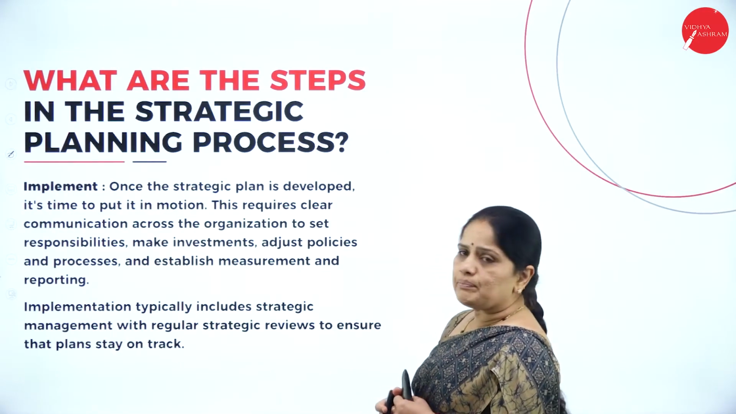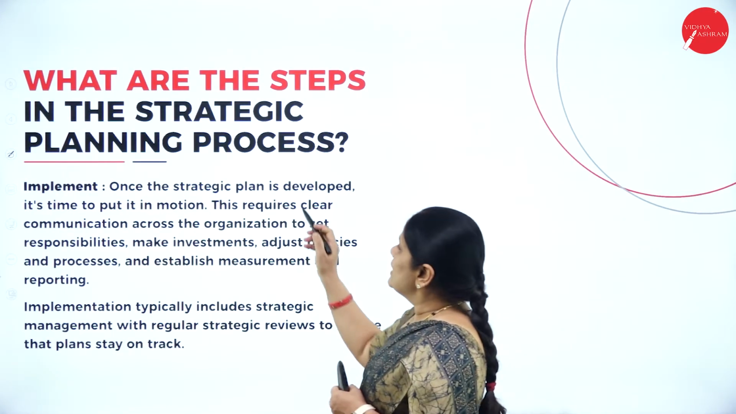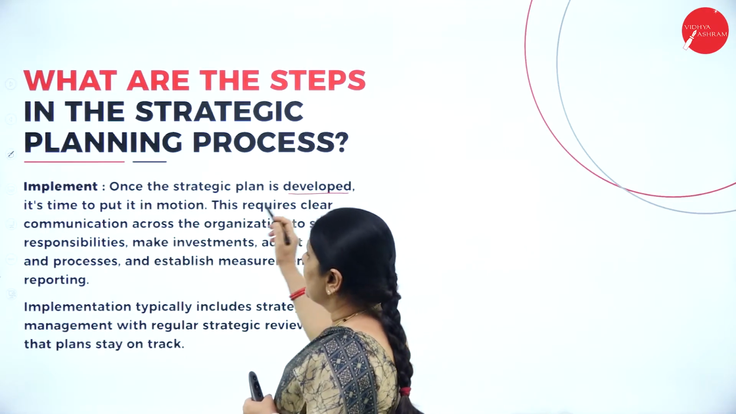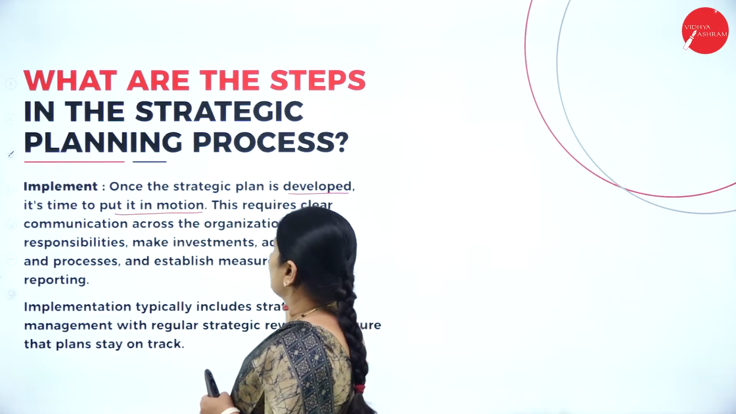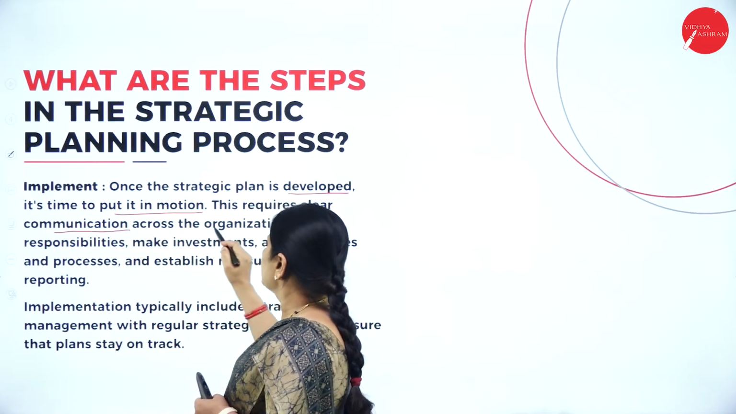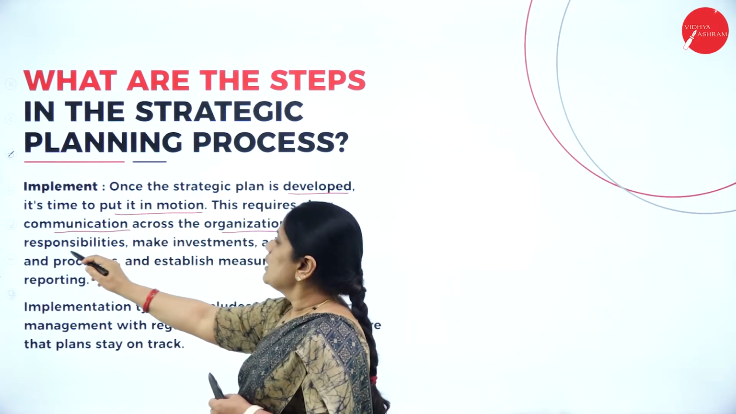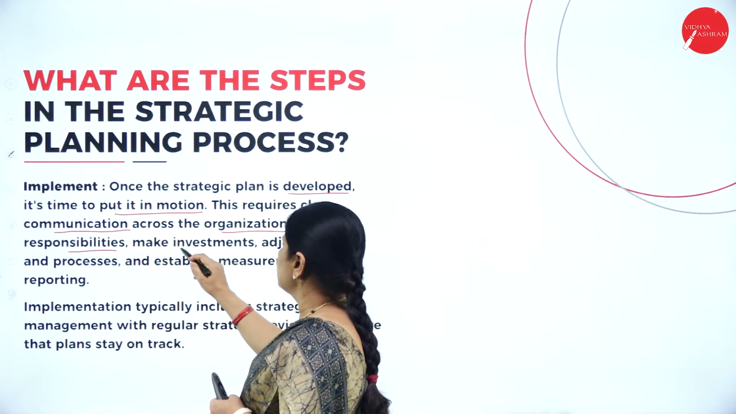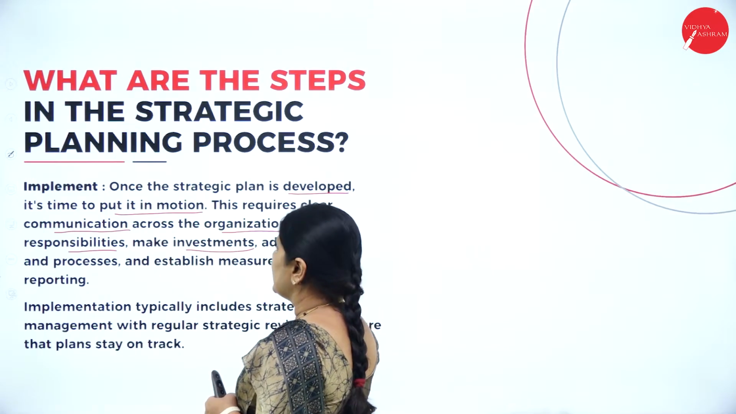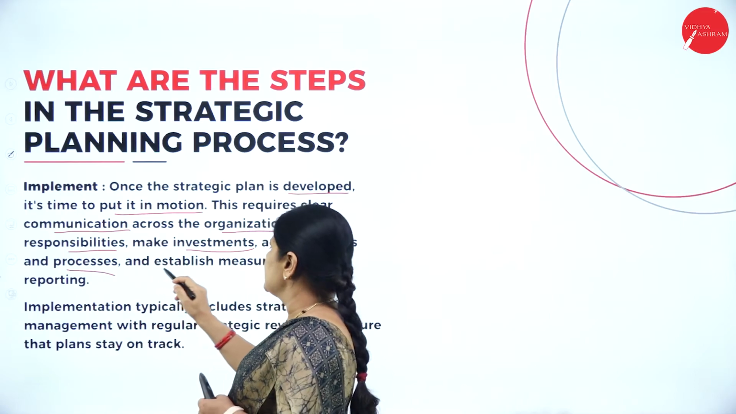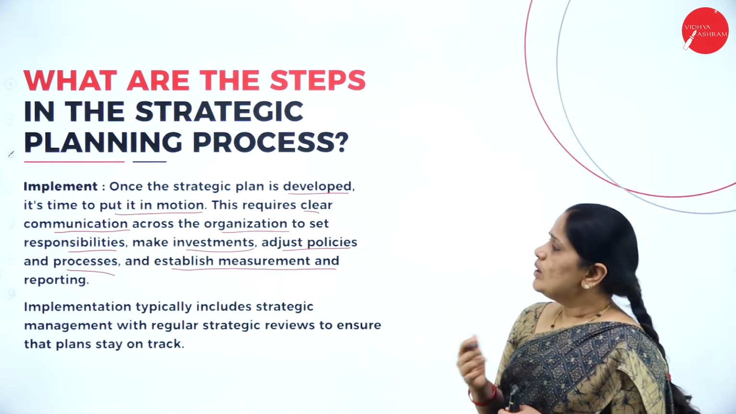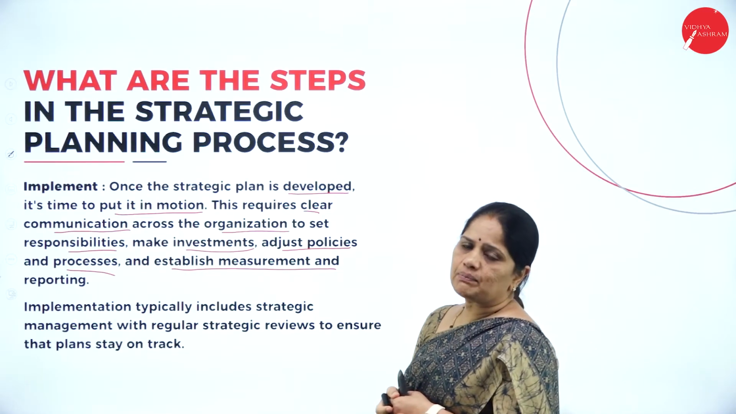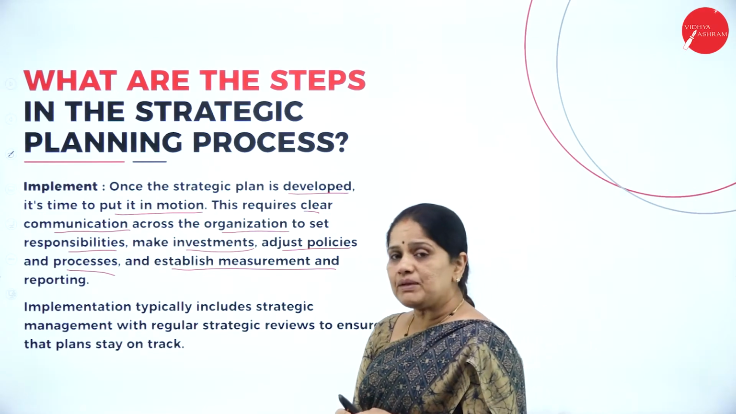Then the next step is implement. Once the strategic plan is developed, it's time to put it into motion. It requires clear communication across the organization to set responsibilities, make investments, adjust policies and processes, and establish measurement and reporting. Once we develop the strategic plans, the next part is implementation.